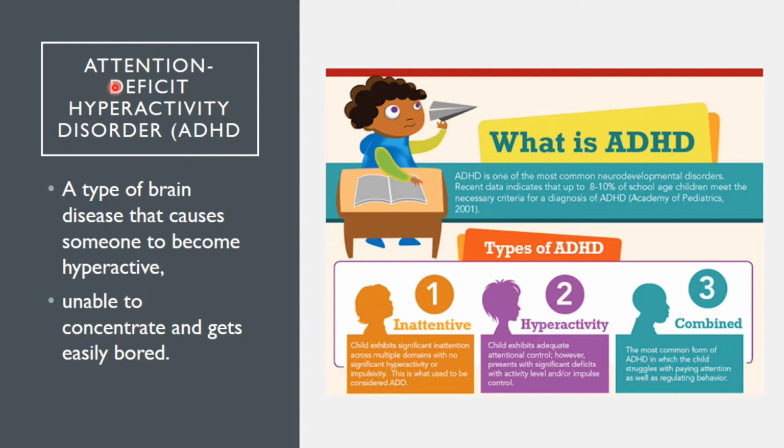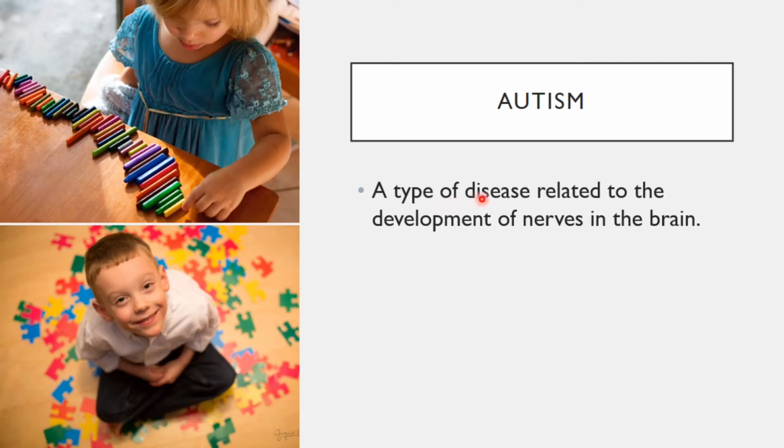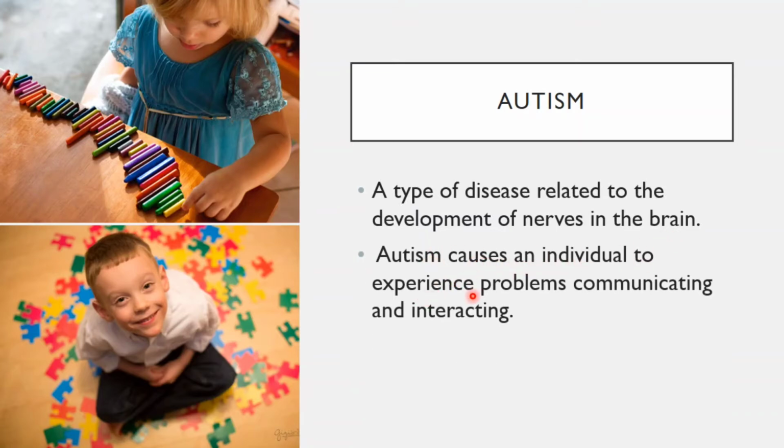Attention deficit hyperactivity disorder, or ADHD, is a type of brain disease that causes someone to become hyperactive. The patient is unable to concentrate and gets easily bored. ADHD is a condition that affects mental health. Autism is a type of disease related to the development of nerves in the brain. Autism causes an individual to experience problems communicating and interacting. An autistic person has difficulties with verbal communication, has repetitive behaviors and lack of emotional expression.